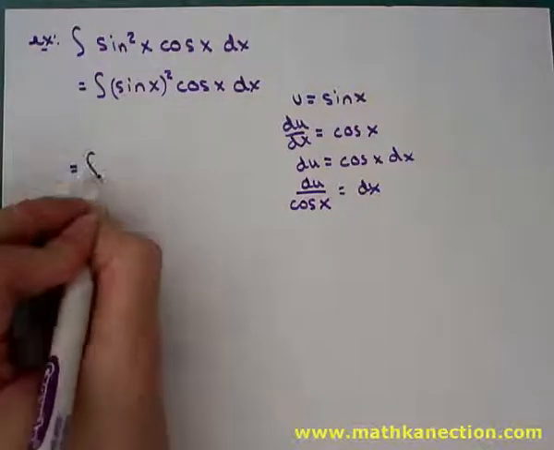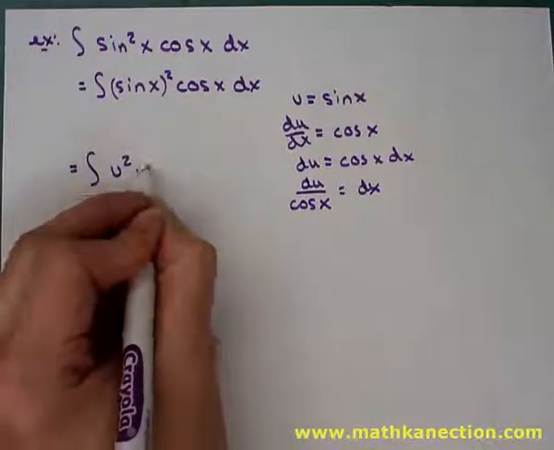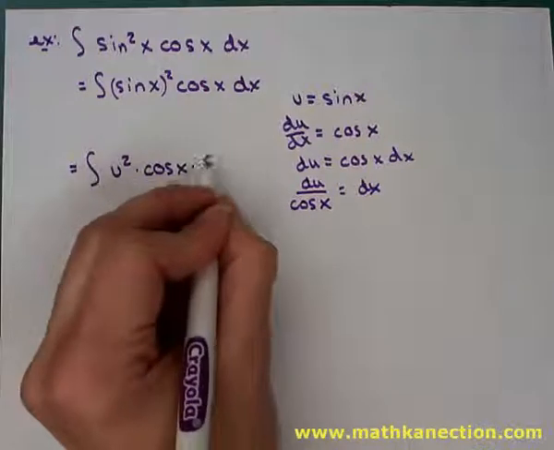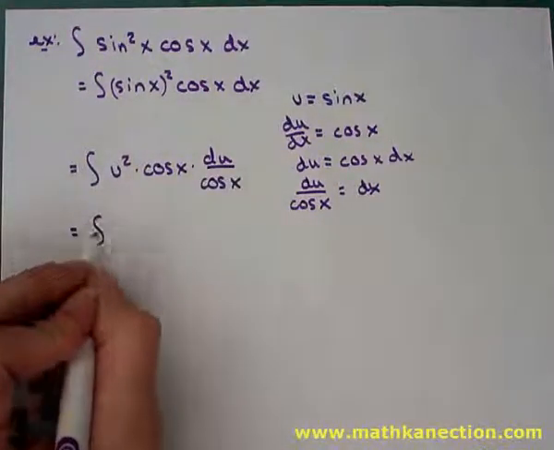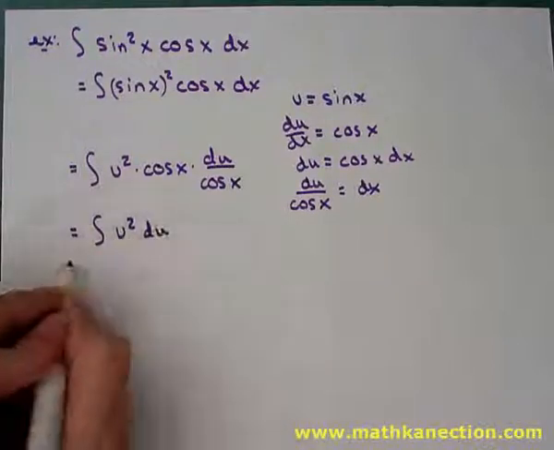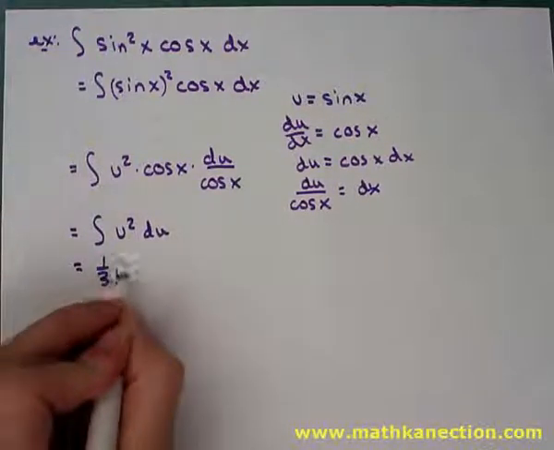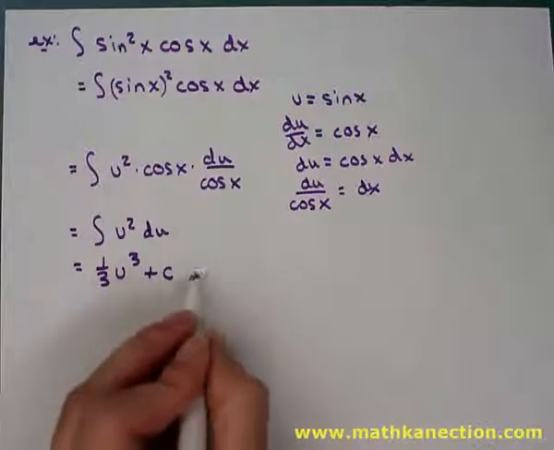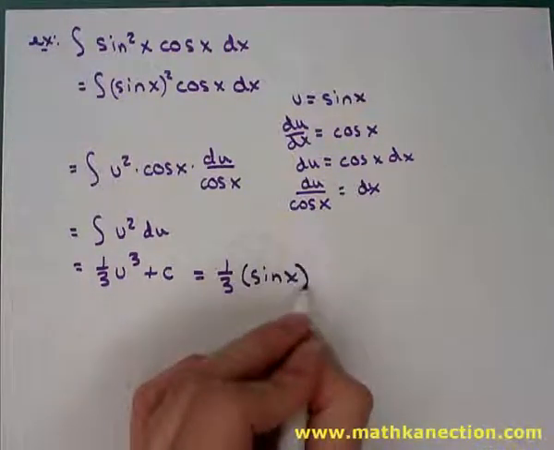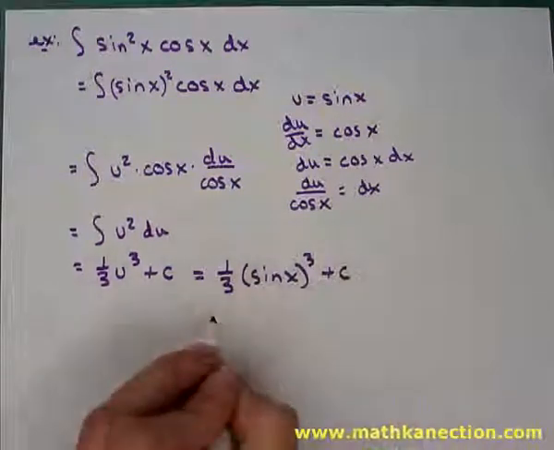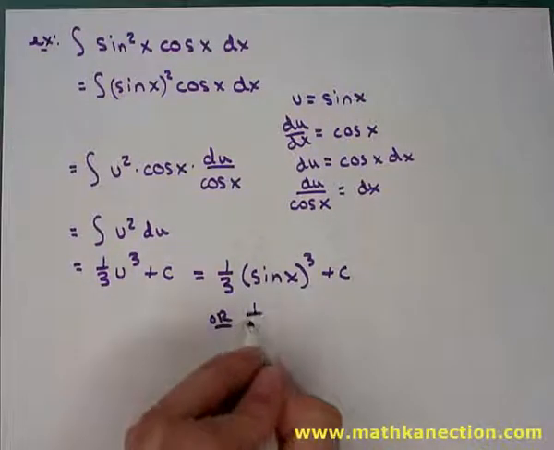So back in the integral, we have the integral of u squared, cosine of x, and dx is replaced with du over cosine of x. The cosine of x is reduced, so we have the antiderivative of u squared du, which is 1/3 u to the third plus the constant. Bringing back in the value of u, we get 1/3 sine of x cubed plus c, or it can be rewritten as 1/3 of sine cubed of x.